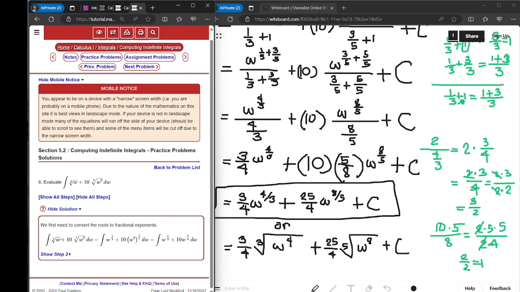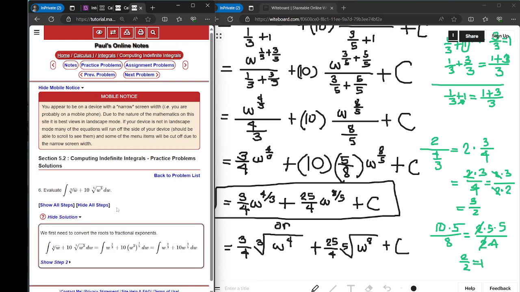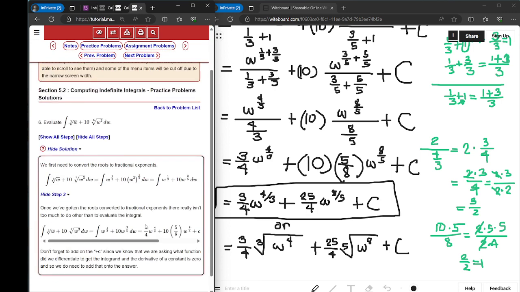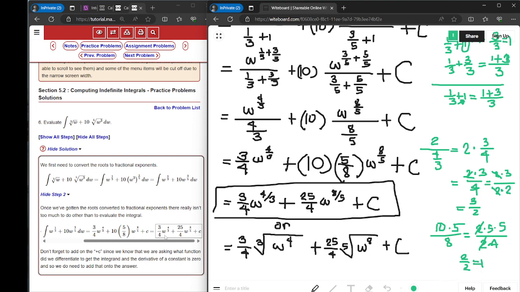Okay, what happened? We first need to convert the roots. That's what we have done. Can we hide all steps? Or show problem? Okay, we still need to show problem. Okay, this is it. So that's 3 over 4. So let's check. The answer is 3 over 4. This is correct. The times W raised to power 4 over 3. And we have plus 25 over 4 times W raised to 8 over 5 plus C. And we got it correctly.